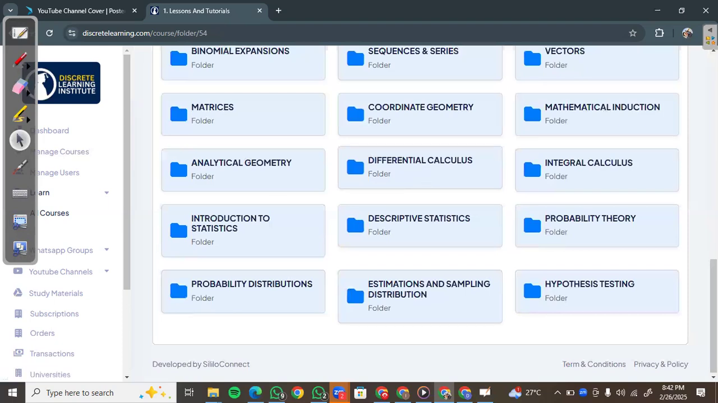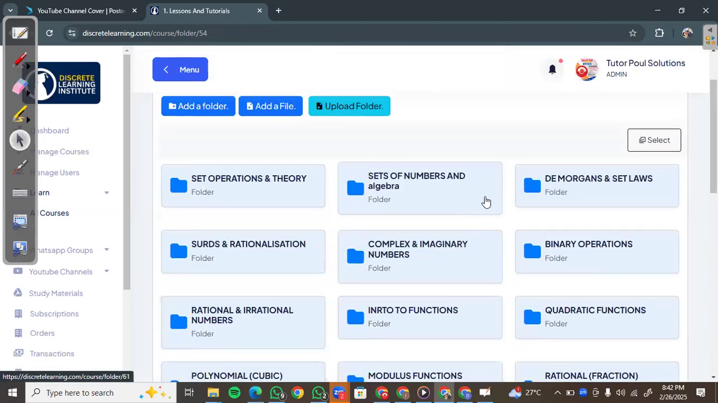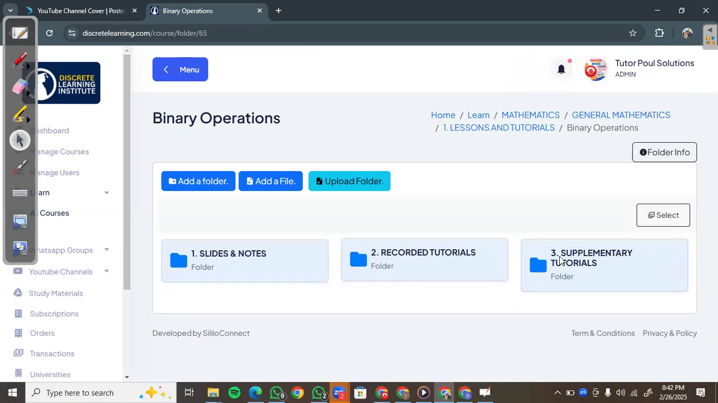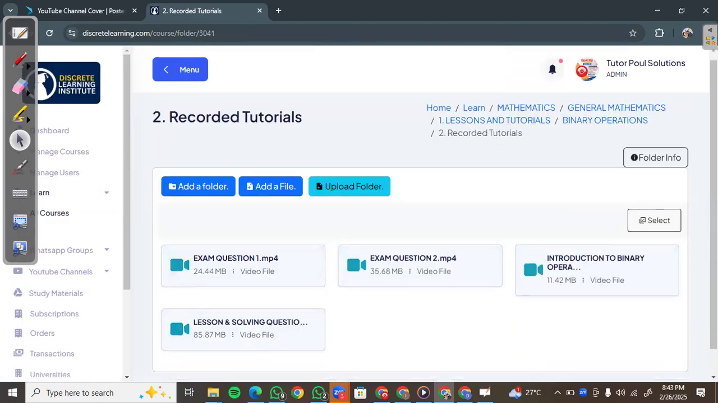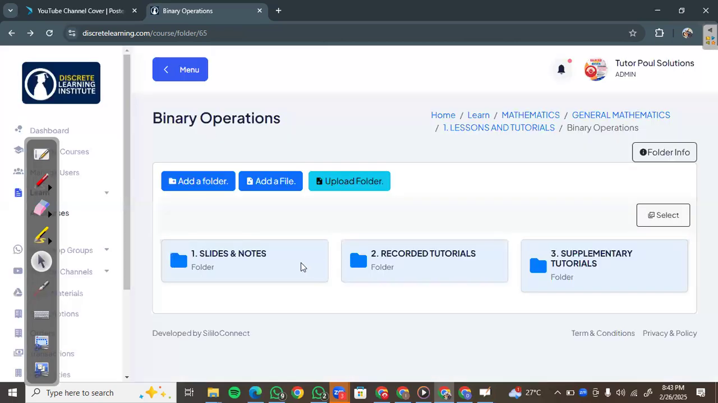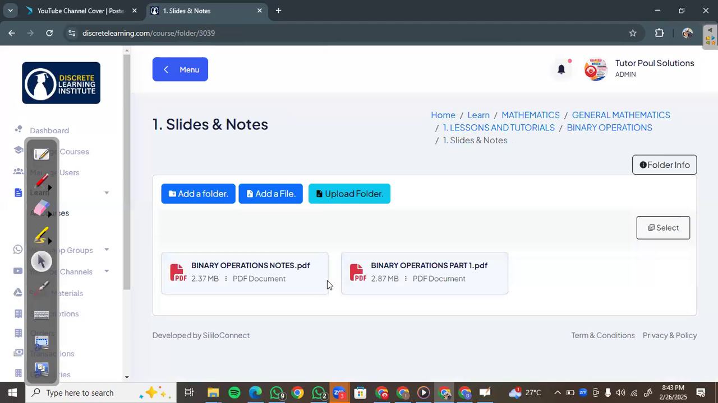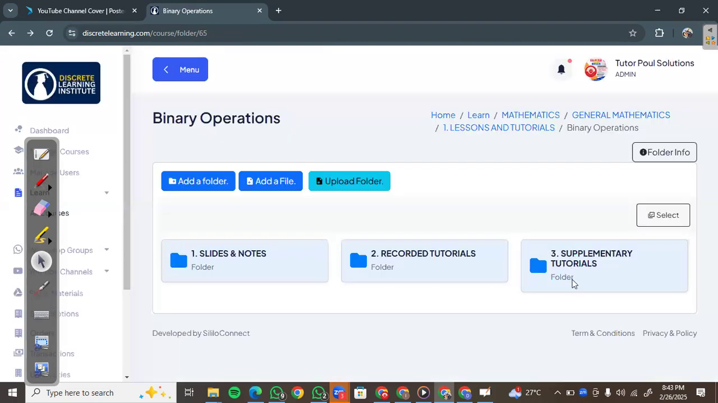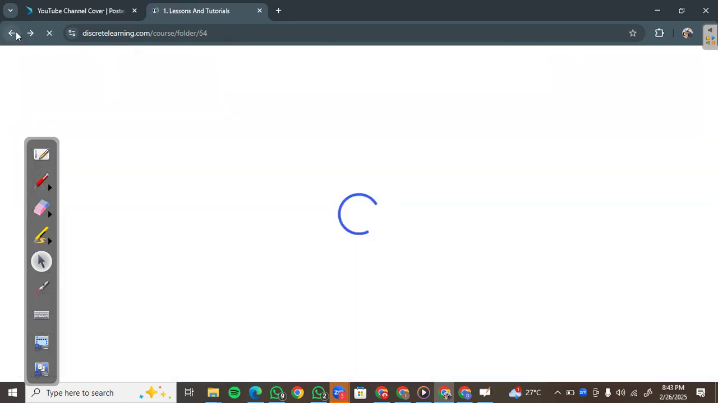In these folders, there are videos and there are also notes. You can watch a specific topic that you want. Maybe you don't understand binary operations, you just go in the binary operations folder and you're going to find the slides and notes, recorded tutorials, and supplementary tutorials. If you open the recorded tutorials, you can watch any of them to understand the concept of binary operations. In the slides and notes, you can read whatever you want so that you understand. We also have supplementary tutorial videos that we upload there to help you understand. That's what we have in the lessons and tutorials.